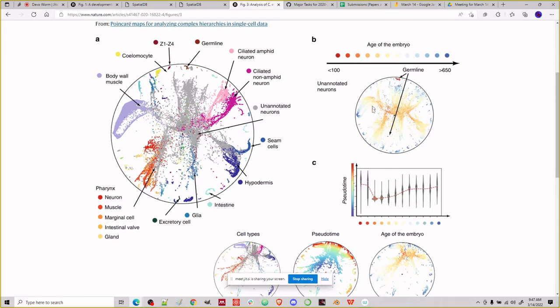And so this shows you, again, with embryo age, where these cells are coming up and what they are. So here's the germline, and then you see other cells coming up later in development to 650 minutes. And so these cells from this map are differentiated in time, germline cells being first and then going on to these cells, which are the last ones to differentiate.